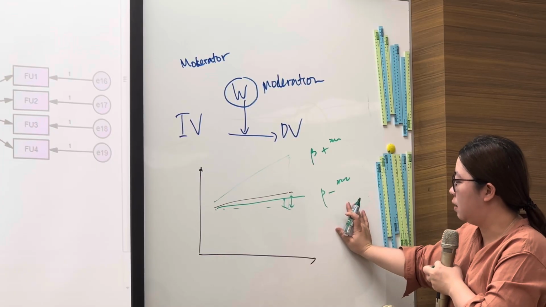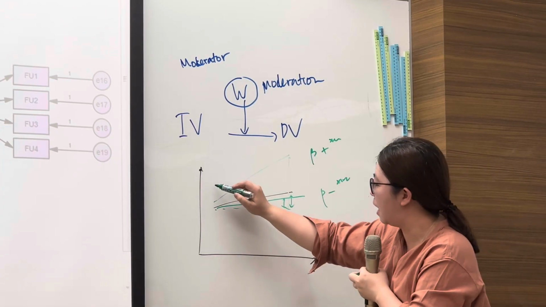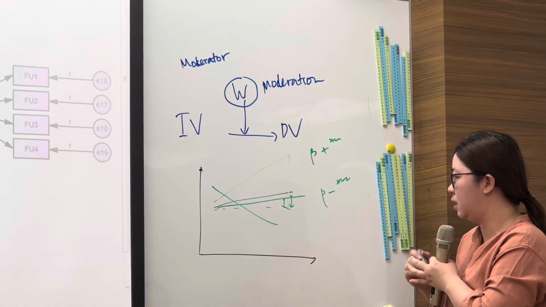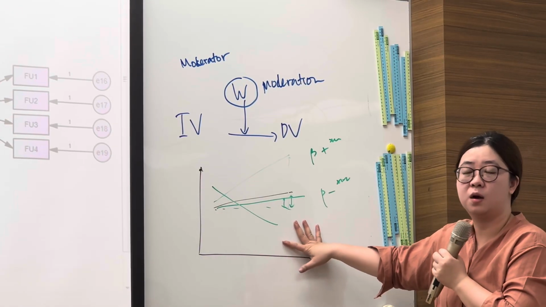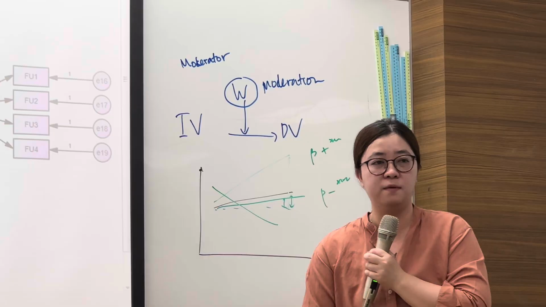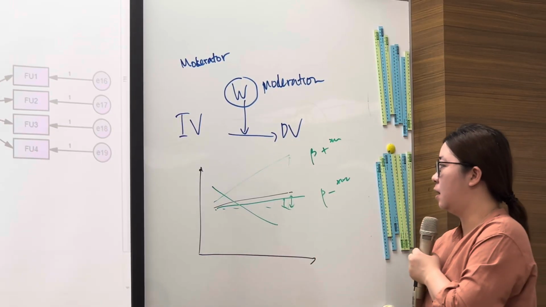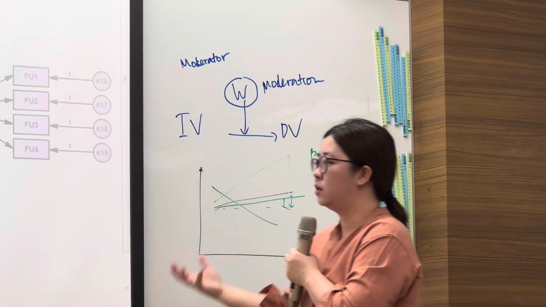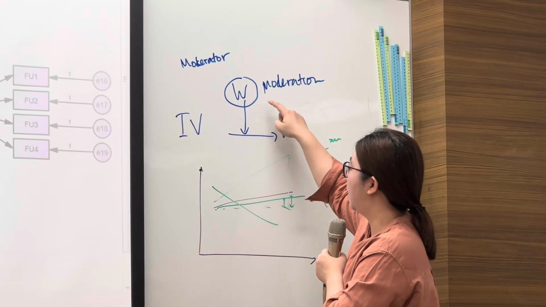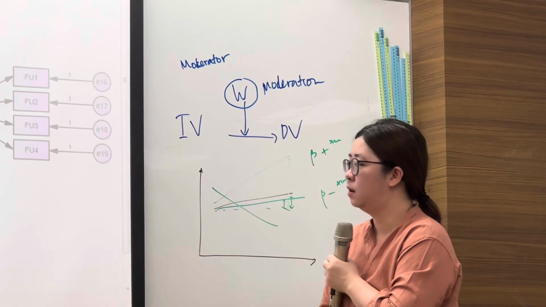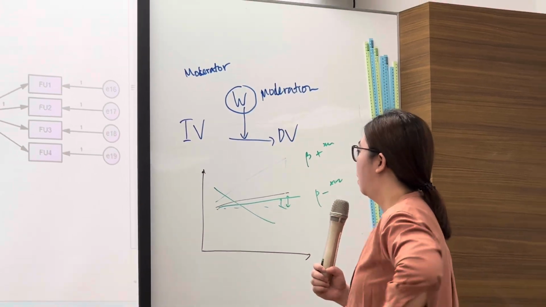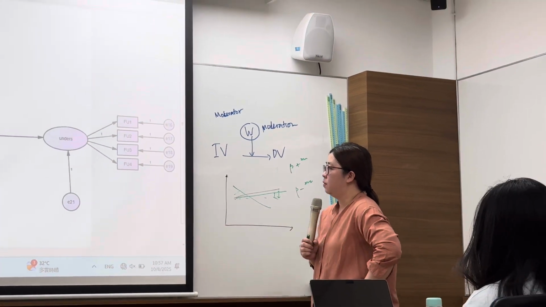Sometimes it can even change the direction, but I rarely see this in my own data, okay? Because the moderator has to be strong enough to change the effect of the main IV, okay? If you're not careful enough, that moderator maybe should be the main IV rather than the IV, that's why. Okay, so I rarely see that in my real data.